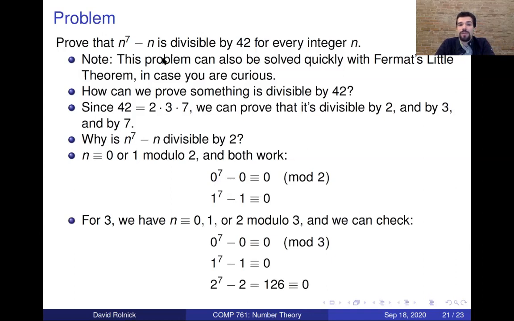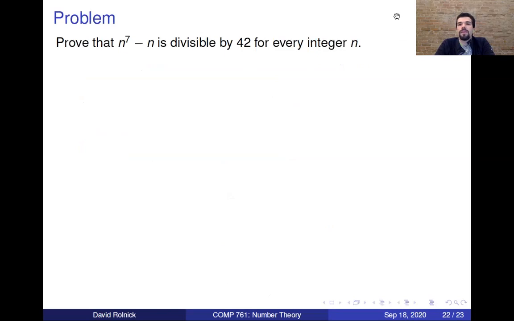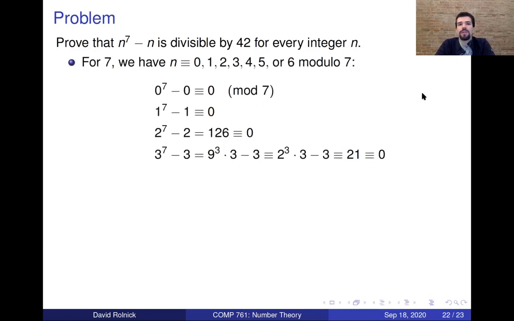We can do the same thing for 3. n is equal to 0, 1, or 2 mod 3, and we can just check all 3 cases. 0, 0, and in this case it's a little bit more complicated. 2 to the 7 minus 2 is 126, but that's a multiple of 3, so it's 0. Now for 7, we can do the same thing, again checking cases, but there are some ways to simplify it. So I just wanted to walk through it to show you how I would do it a little bit faster.